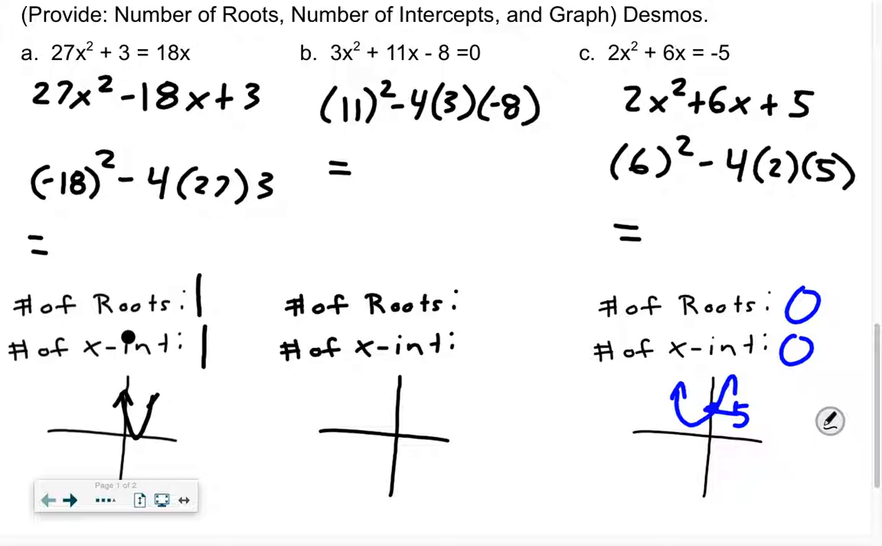That vertex is right on the x-axis. If you want to, put a big solid point there on the x-axis to emphasize that it's on there.